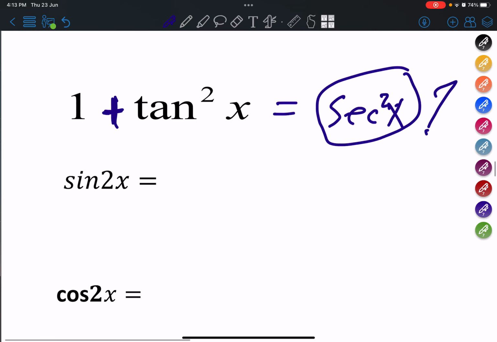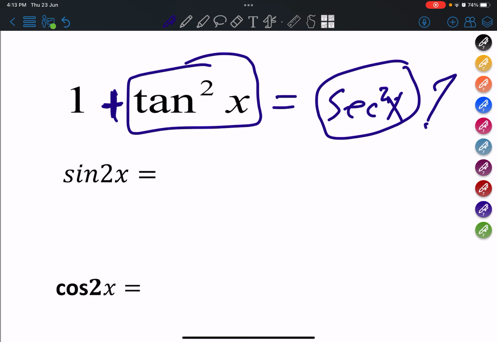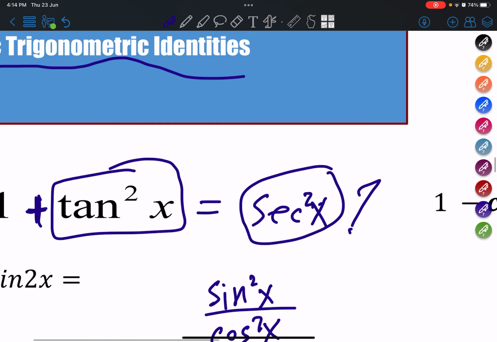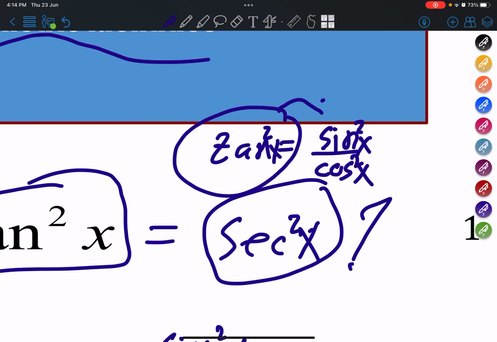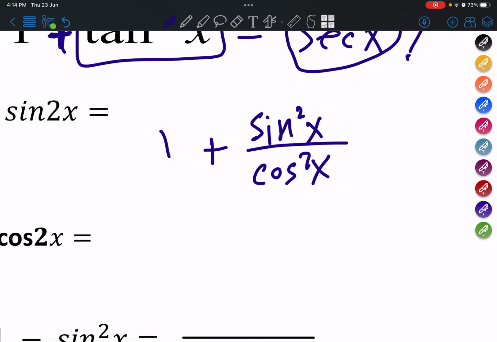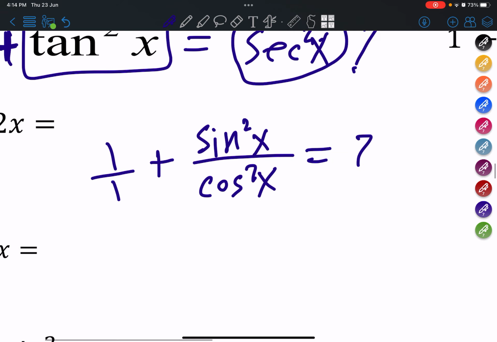So we can just transform tan squared x into sine squared x over cosine squared x, because essentially tan x is equal to sine x over cosine x. Tan squared x is going to equal sine squared x over cosine squared x. What I'm saying is that whatever you do with tan, you will do with both sine and cosine. Okay, so this plus 1, so let's make it 1 over 1. What will it equal to?